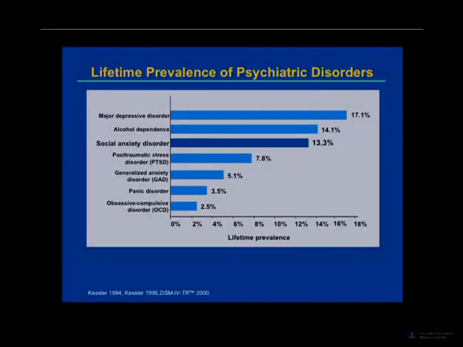Just in terms of frequency, lifetime prevalence here, you can see a number of anxiety disorders compared to the most common of psychiatric disorders, depression and alcohol dependence. And in this nationwide community survey from the 1990s, you can see social anxiety is quite common. Generalized anxiety disorder somewhat less, and still pretty high rates for panic disorder and OCD.